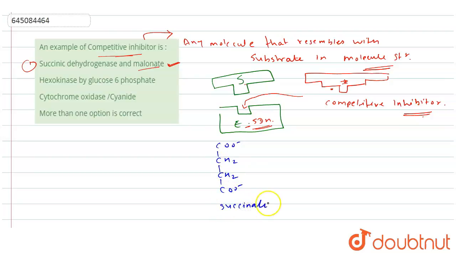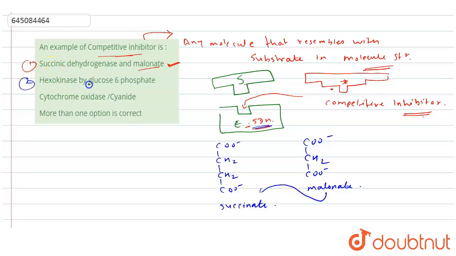And we have the competitive inhibitor, which is called malonate, which looks like this: CH2, COO, CH2, COO. This is the malonate. So this malonate is a competitive inhibitor of the succinate dehydrogenase. That means malonate can competitively bind to the active site of this enzyme. Okay, so yes, this is the correct option here.